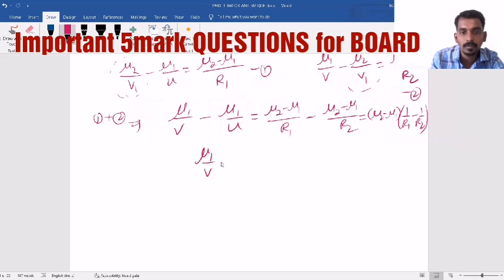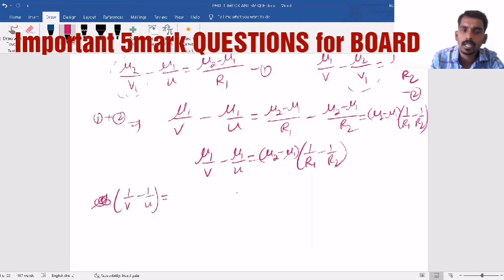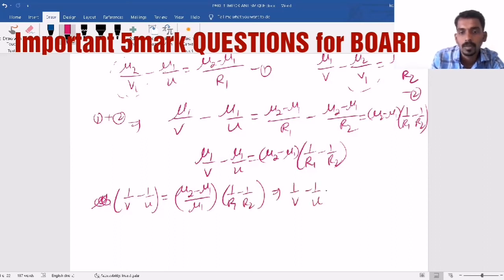So the final equation is mu1 by V minus mu1 by U equal to (mu2 minus mu1) into (1 by R1 minus 1 by R2). Now if you take mu1 common, mu1 times (1 by V minus 1 by U), and bring this mu1 to the other side, then it will become (mu2 minus mu1) by mu1 times (1 by R1 minus 1 by R2), implies 1 by V minus 1 by U equal to (mu2 by mu1 minus 1) times (1 by R1 minus 1 by R2).